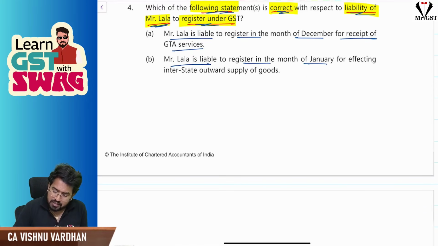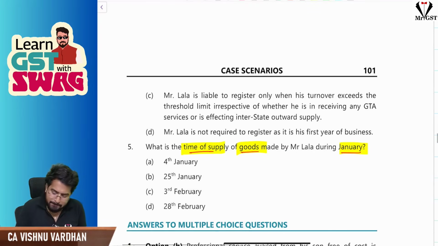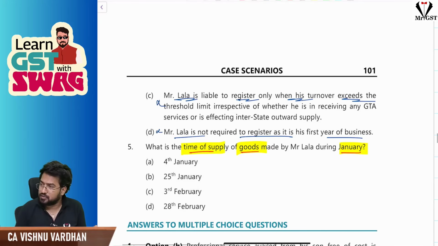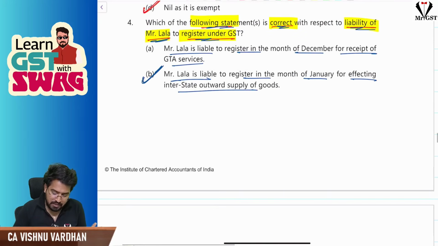Liable to register in the month of January for effecting interstate outward supplies. Of course, yes. Lala is liable to register only when his turnover exceeds the threshold. No, this is a wrong answer. Lala is not required to register is also a wrong answer. So option B is the correct answer.